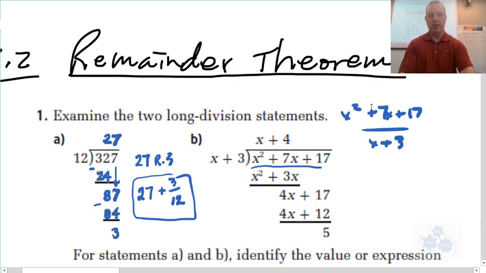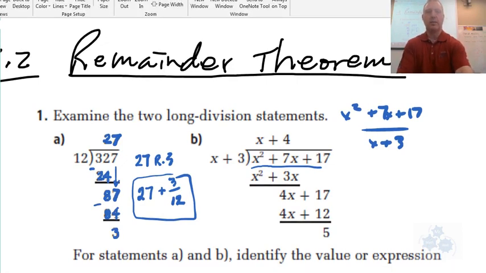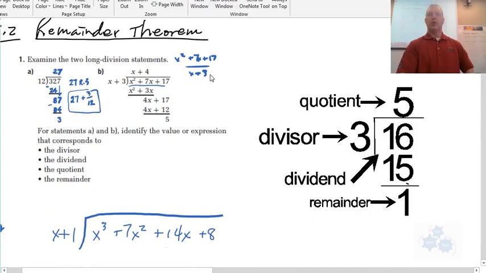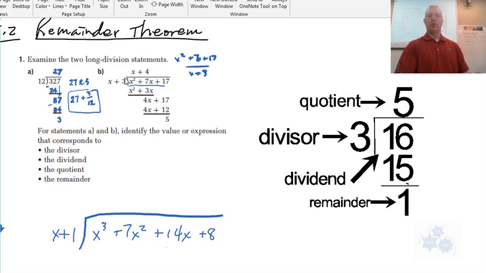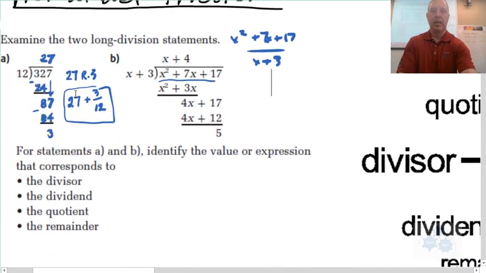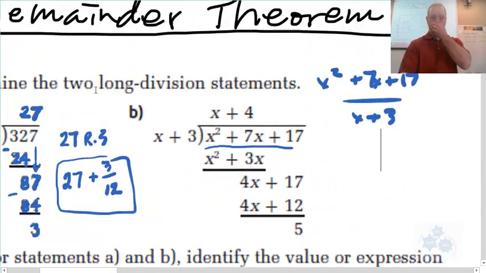And I've zoomed in, so my pen is really thick here. Let me just get back to it. Okay? So that's what we're doing. x squared plus 7x plus 17 divided by x plus 3. This is how we would actually show that. So I'll zoom in again so we can take a closer peek at this.